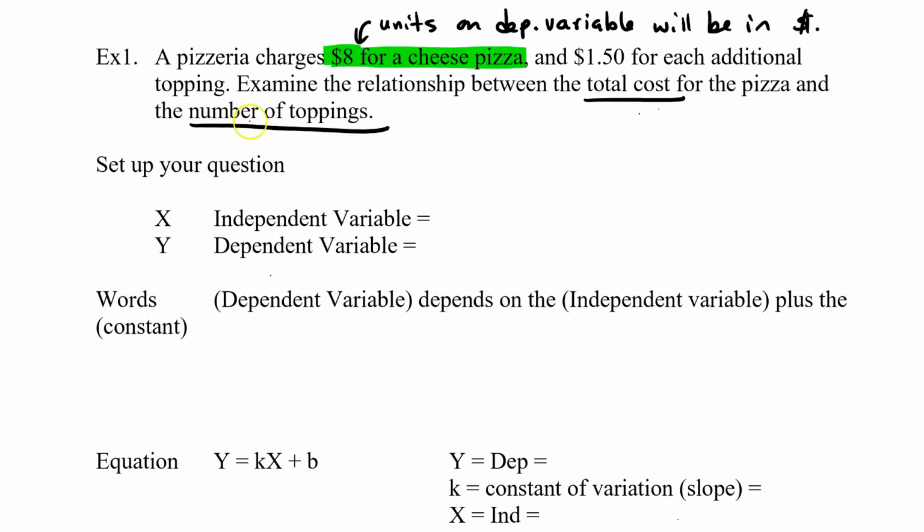If I look at the number of toppings or the total cost, I know that the total cost is also going to be in dollars. So that's going to be my dependent variable. And the independent variable is going to be the other one, the number of toppings.